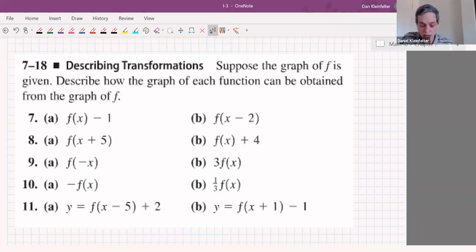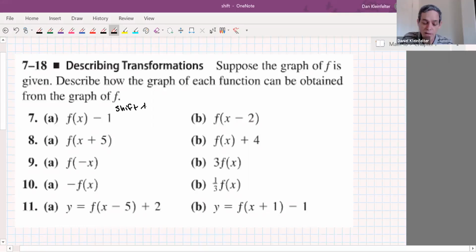So just to try a couple of these, f of x minus 1, you want to think about what the minus 1 would do. It would shift down by 1 unit. Okay, that would be one example. Let's try 9 and 10a.